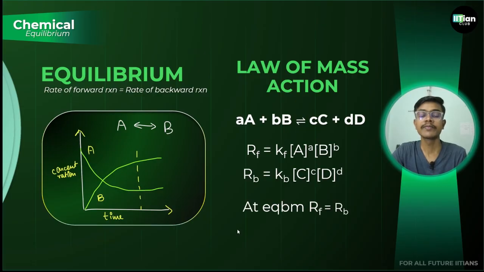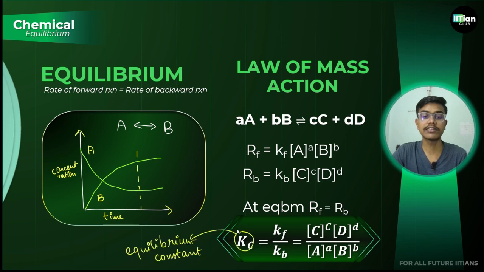Kf and Kb are the rate constants, the forward and backward rate constants. At equilibrium, the rate of forward reaction is equal to the rate of backward reaction. So when we equate them, we get a special quantity known as the equilibrium constant Kc. The equilibrium constant is defined as Kf by Kb and is equal to the concentration of the products raised to their respective stoichiometric coefficients divided by the concentration of the reactants raised to their stoichiometric coefficients.